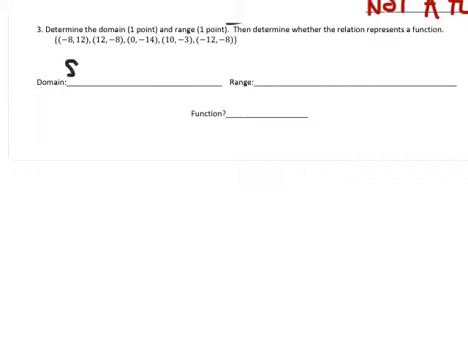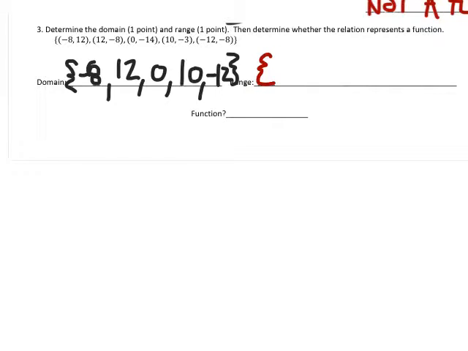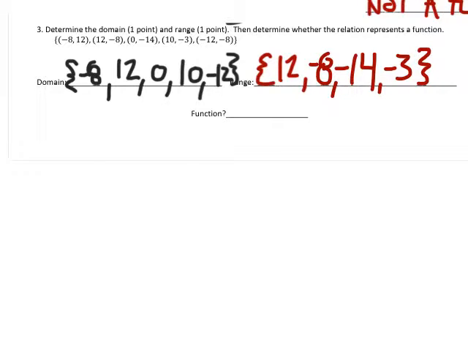So the domain here is going to be a set of numbers, and it's all the x values. So we see that we have a negative 8, 12, 0, 10, and this is a negative 12. Okay, so all of those are listed. The range is all the y values, and we do need fancy brackets for this. It starts at 12, then negative 8, negative 14, negative 3, and then negative 8 repeats, but we have that listed already right here, so we don't have to list it again.